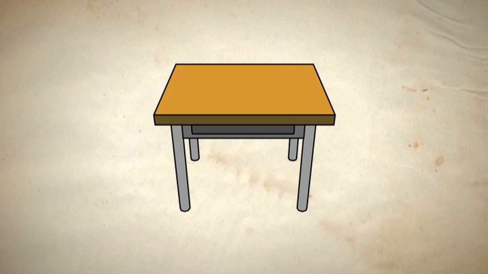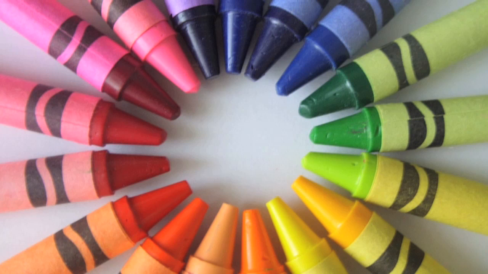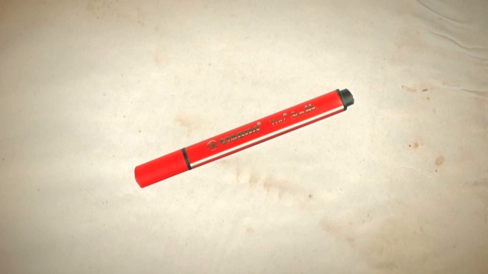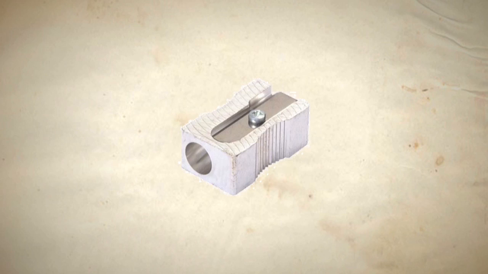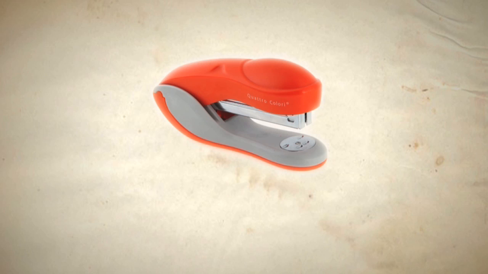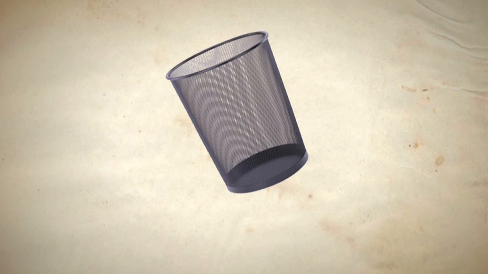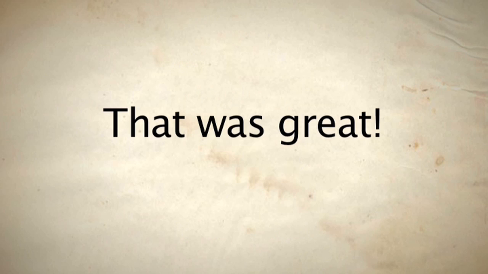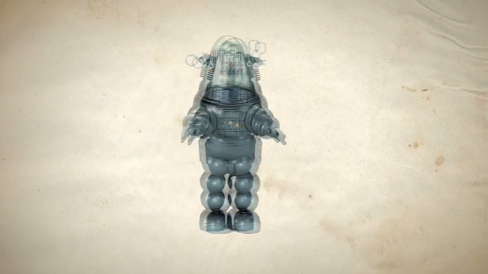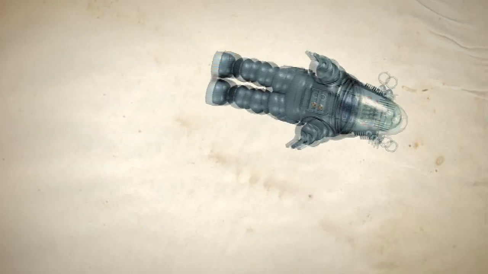Rubber. Very good! Desk. Crayon. Good! Felt tip. Pencil sharpener. Very good. Stapler. Ruler. Wastebasket. That was great. Well done. That was very good. Very, very good.